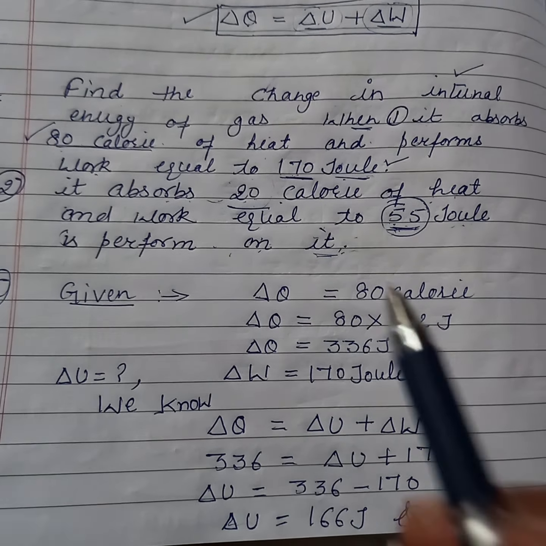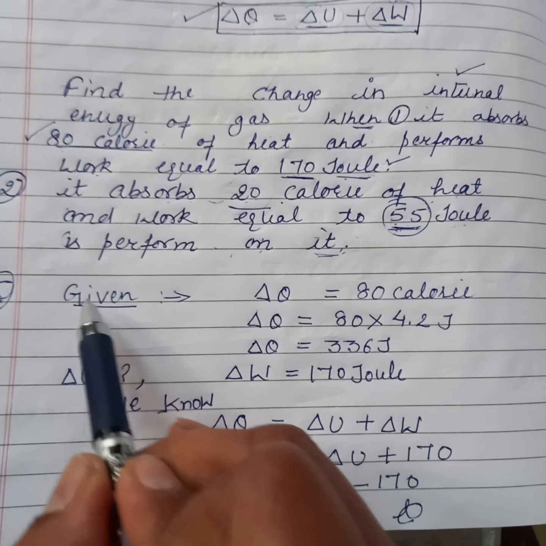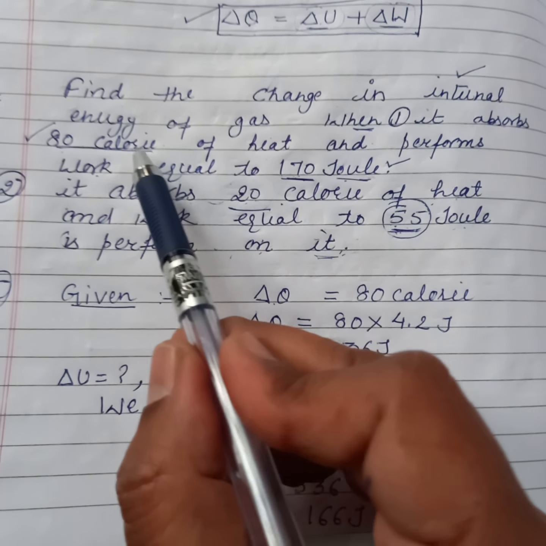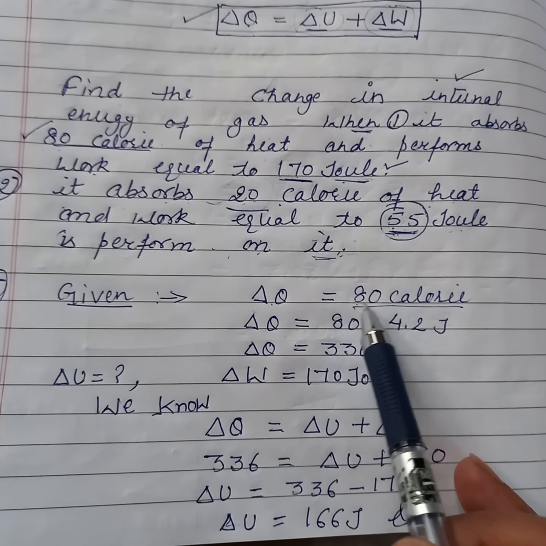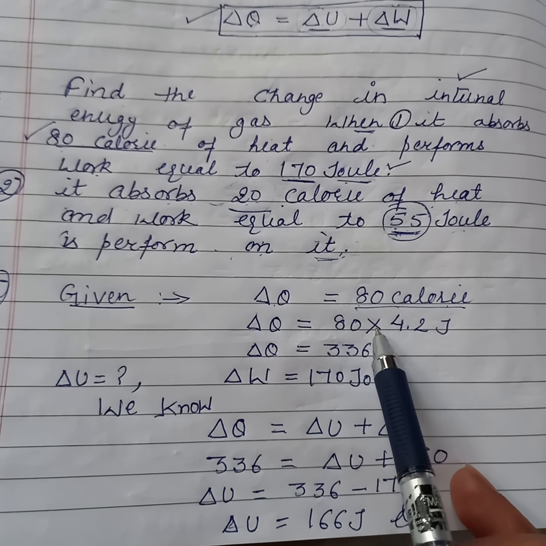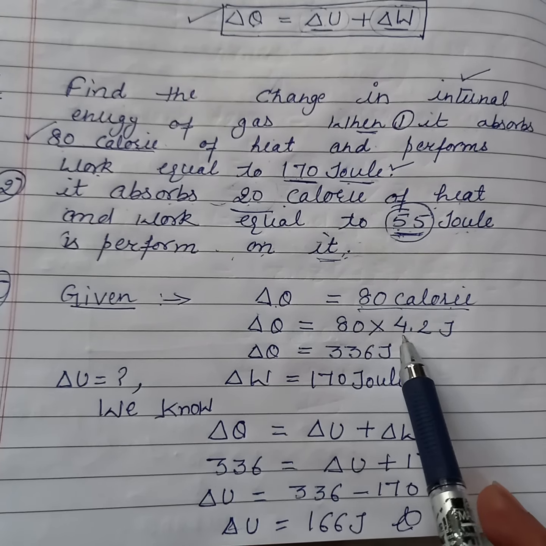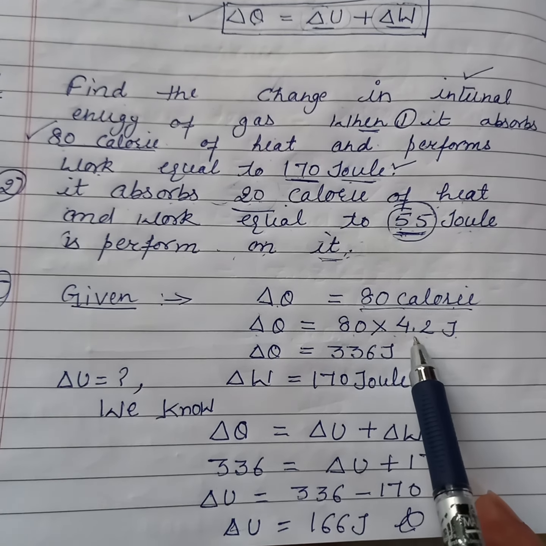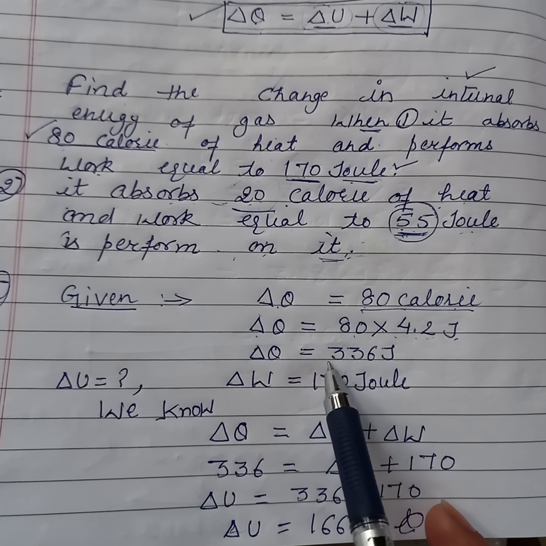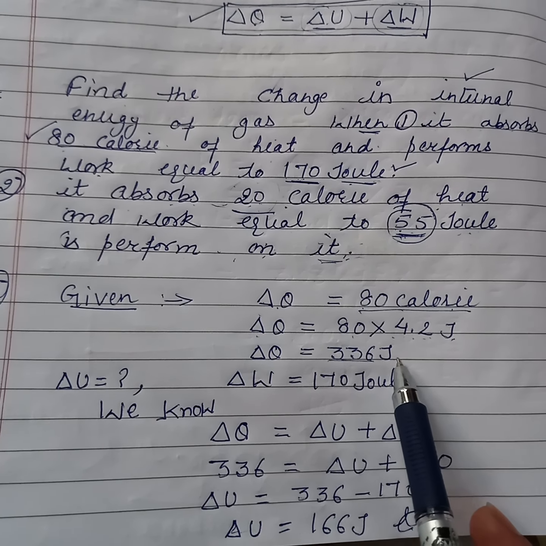Clear? So here in the first question, delta Q, how much is given to you? 80 calorie is given to you here. We need to convert 80 calorie into joule. So 1 calorie is equal to how many joule? 4.2 joule. So delta Q is equal to 80 multiplied by 4.2 joule. So you will get the answer 336 joule here.